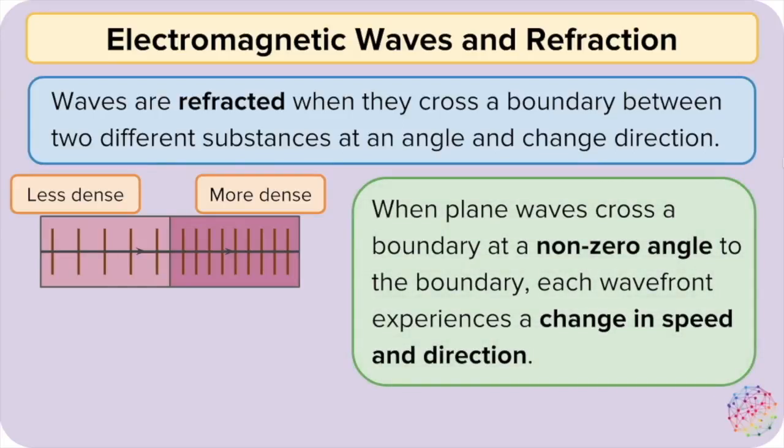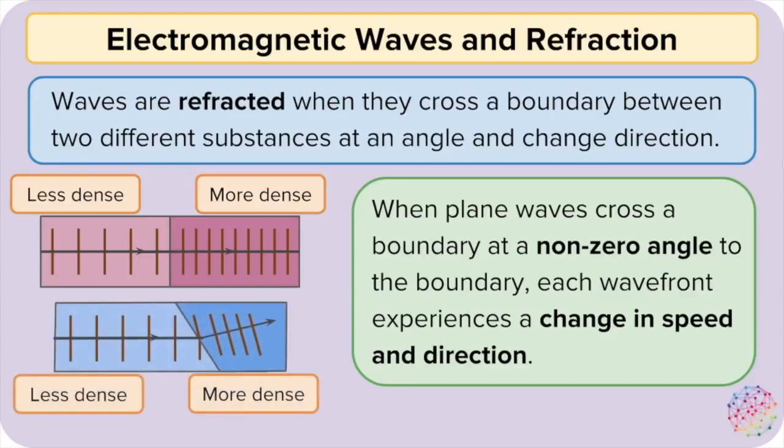So when the plane wave crosses a boundary at a non-zero angle to the boundary, each wavefront will experience a change in speed and direction, as seen in this diagram.